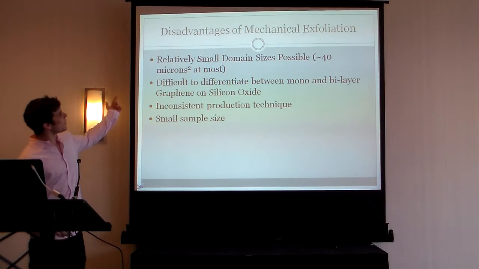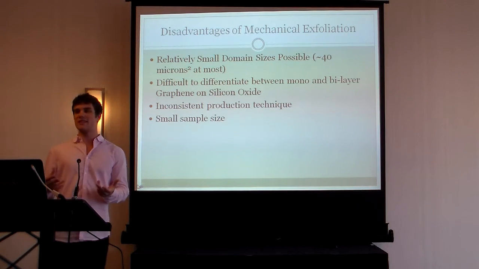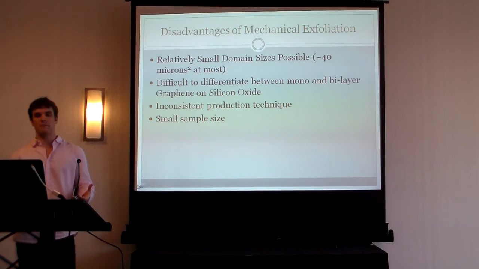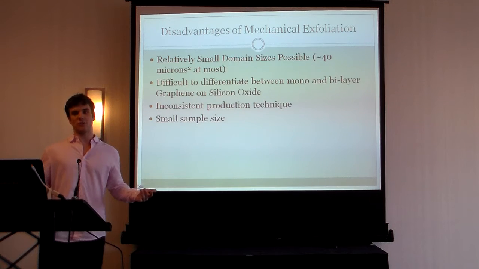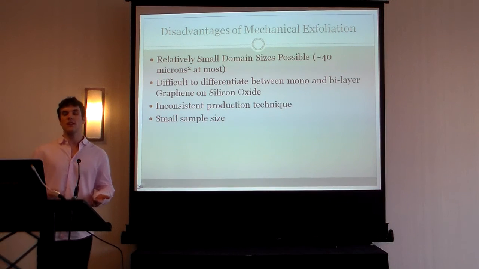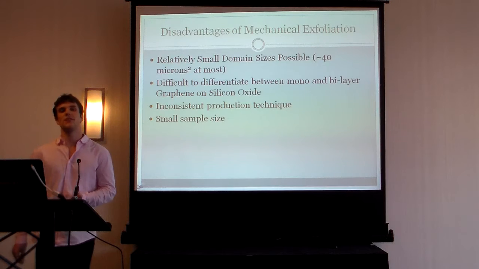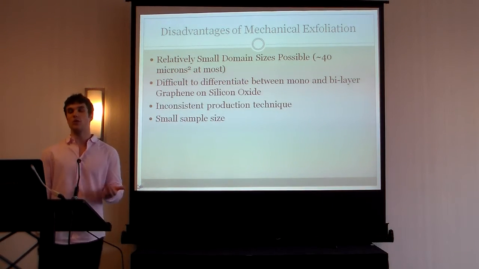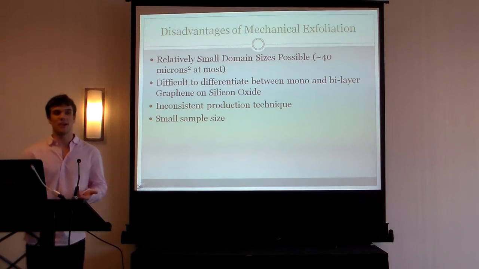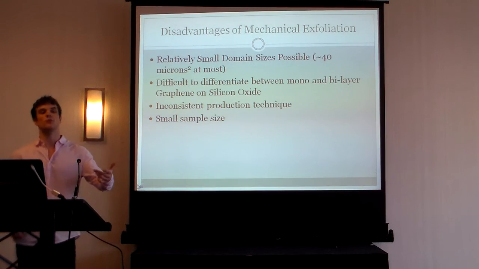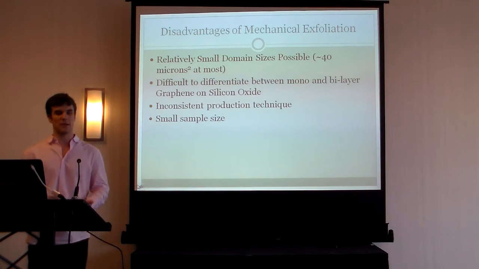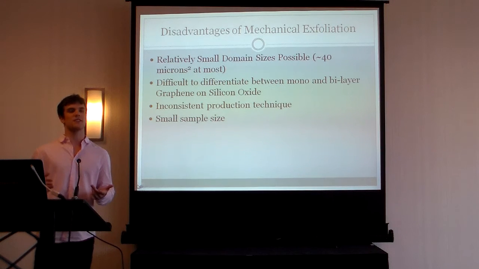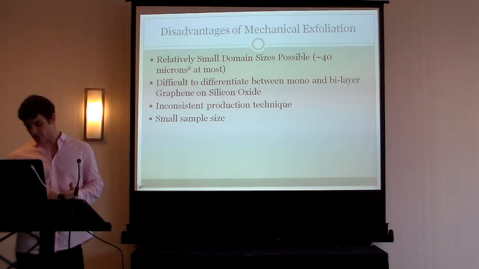One of the other disadvantages is that you get very small domain sizes. That means each individual piece of graphene is only microns squared at most, and that's really not useful for any sort of scalable applications of graphene. Another disadvantage is that it's very difficult to differentiate between the number of layers of graphene. Being only one atom thick, it's very easy to see 2 atoms, 3 atoms, or few-layer thick graphene and not be able to tell what you're getting. And different layer thickness seriously affects the electronic properties of your samples.